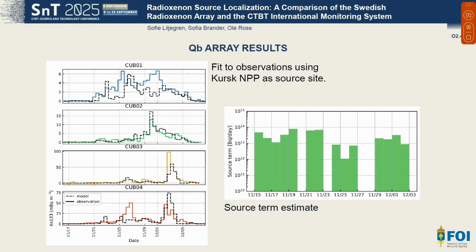To your right is the source term that would be needed to produce the observations using Kursk. These are in becquerels per day over the relevant time period. They are fairly large, between 10 to the power 13 and 10 to the power 14 becquerel of xenon-133 per day that would need to be released.